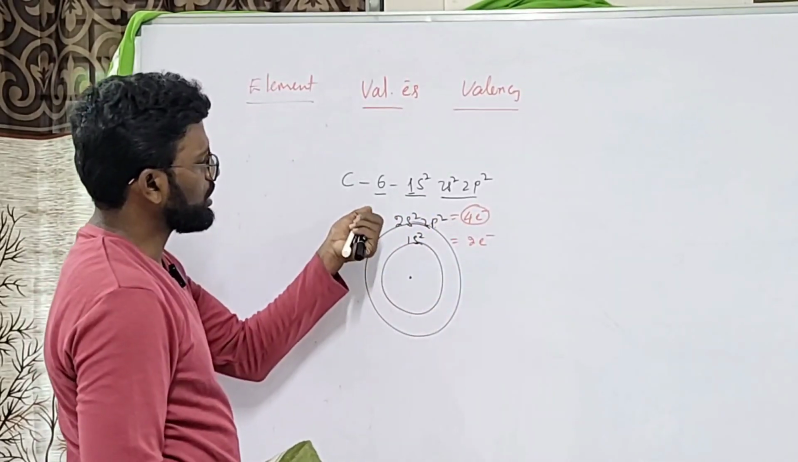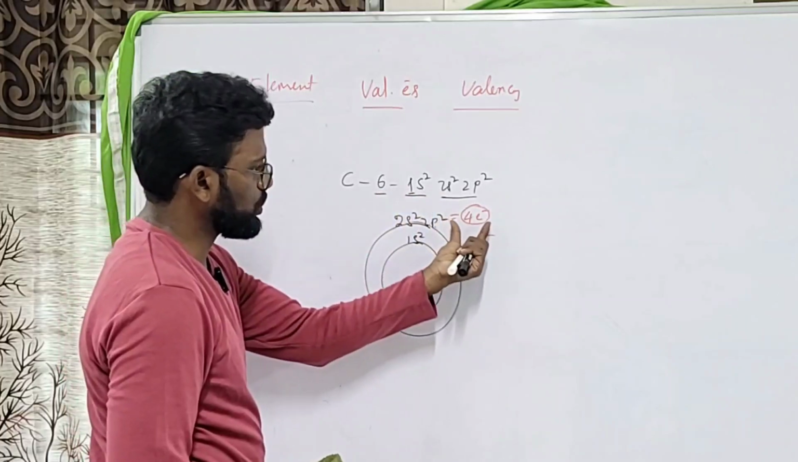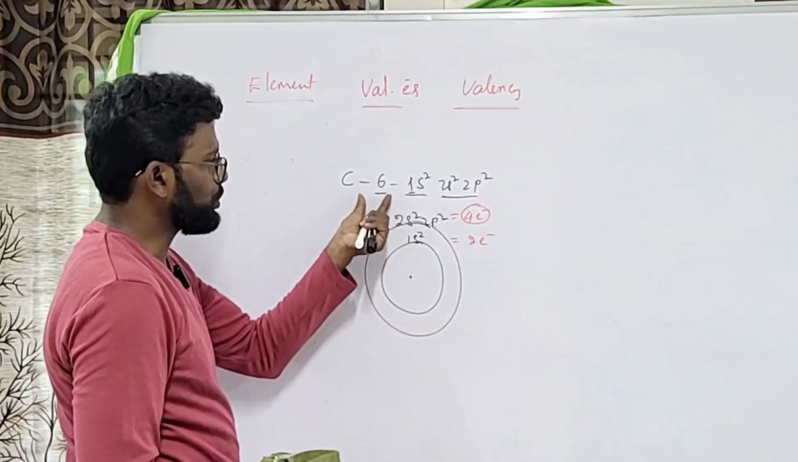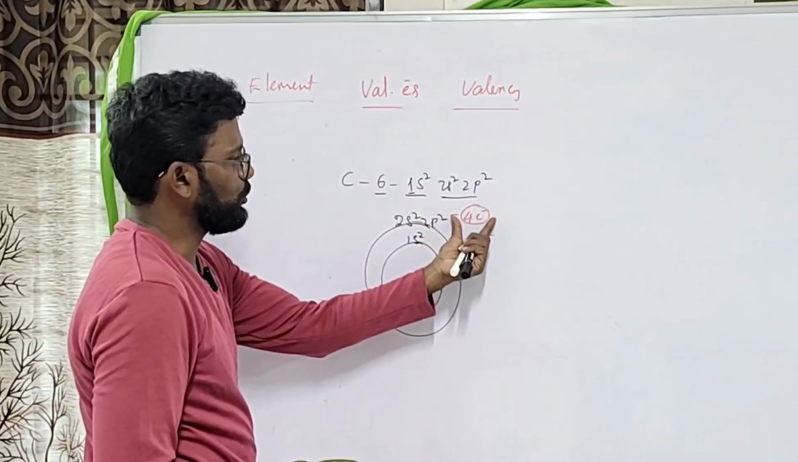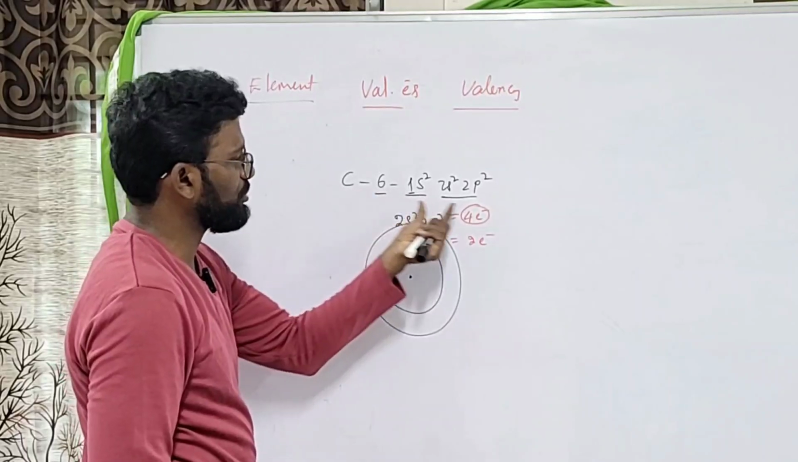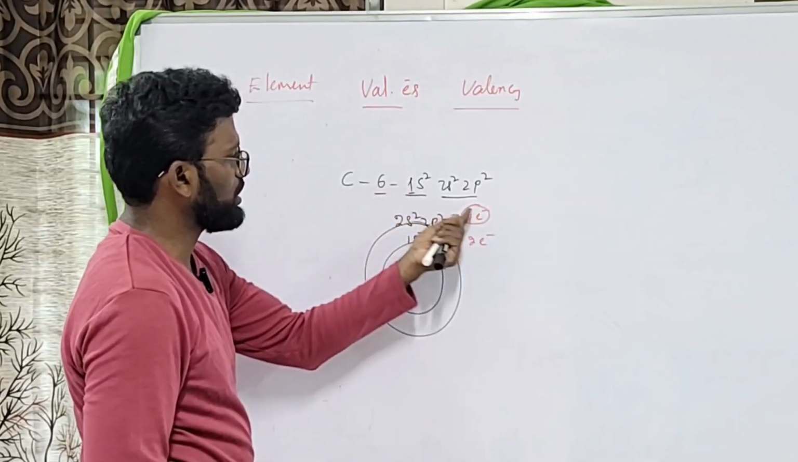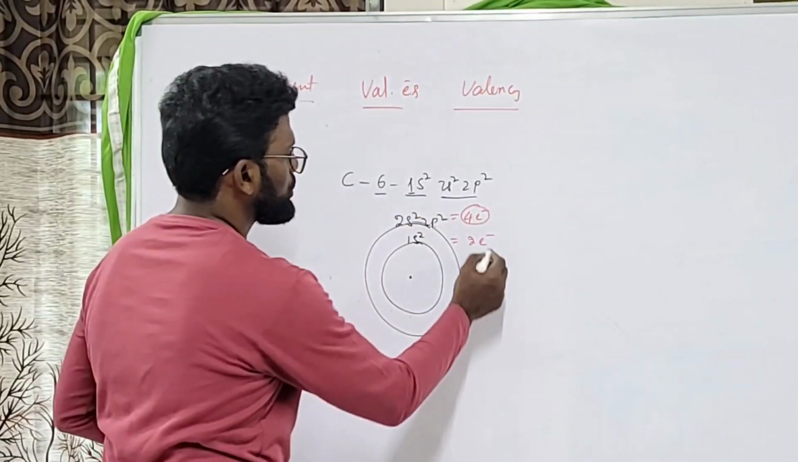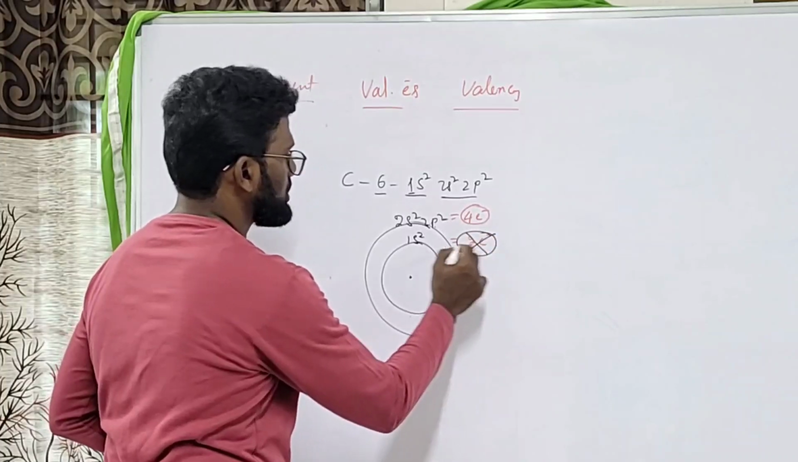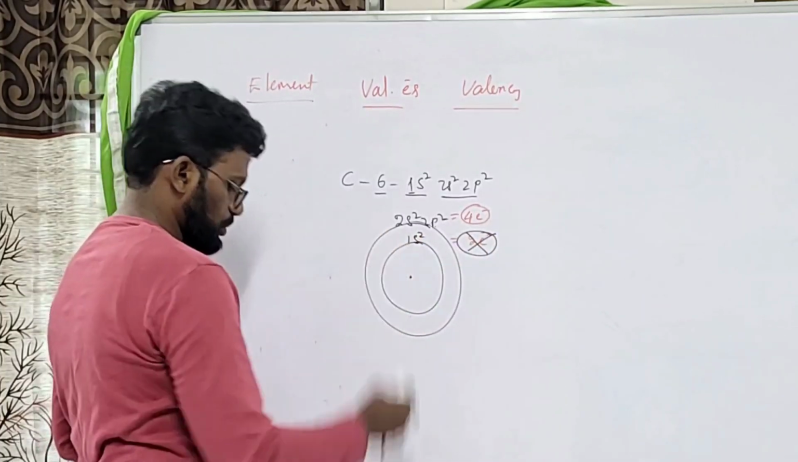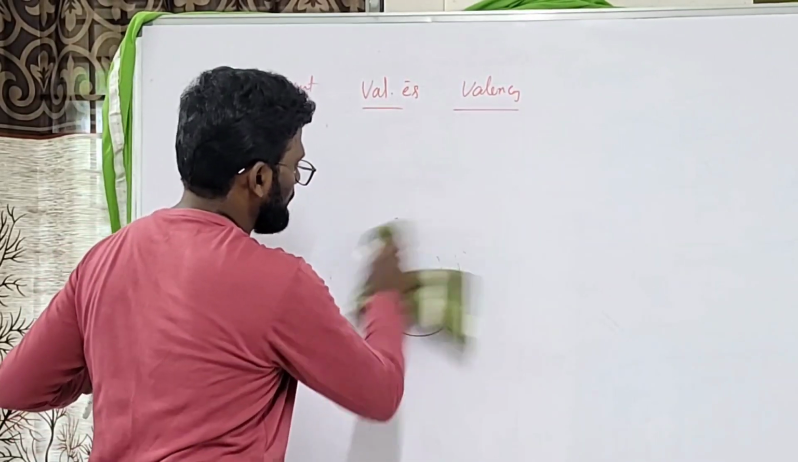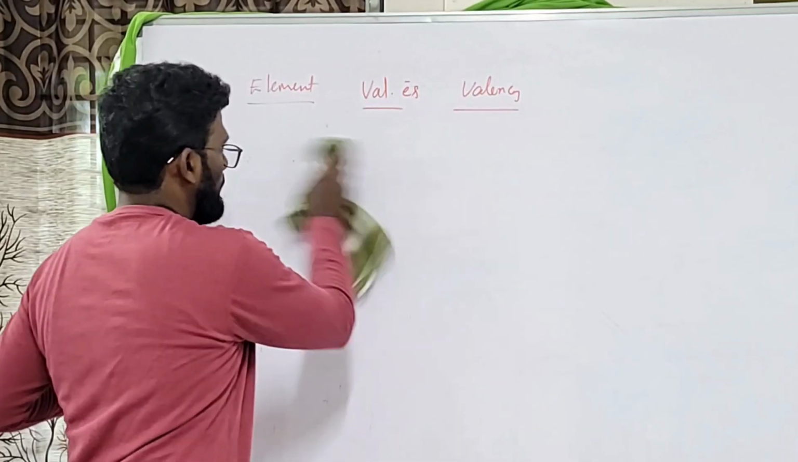4. Carbon has atomic number 6 and 4 valence electrons. Just remember this point; later we will discuss it. Atomic number 6, valence electrons 4. What is the difference between atomic number and valence electrons? 6 minus 4, that is 2. These 2 electrons we are not considering because they are present in the first orbit. Again, we will discuss this briefly in a few minutes.